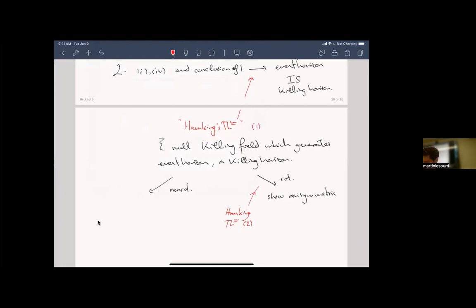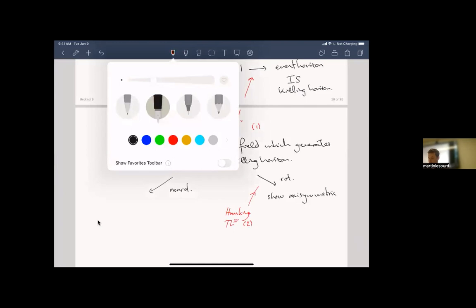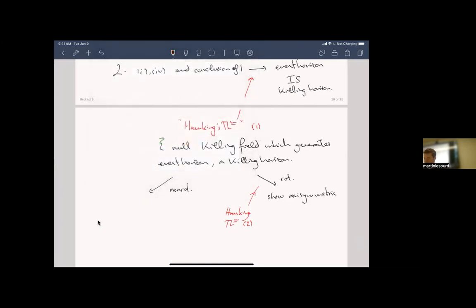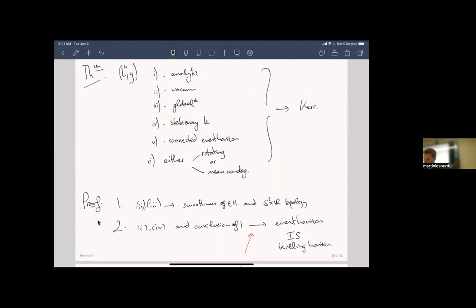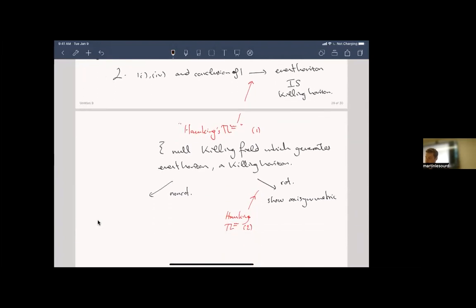I have a question. In your proof, you already used 2 plus 3 to get the topology of the cross-section for the event horizon. So why do you also need connected for the event horizon? Well, this is the topology of the connected component, so they could all be S2 plus R.